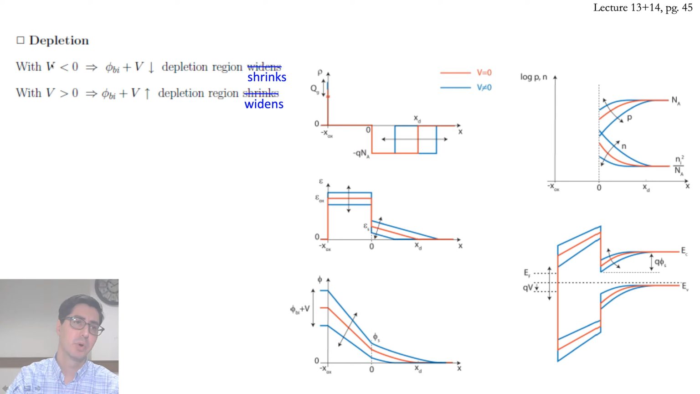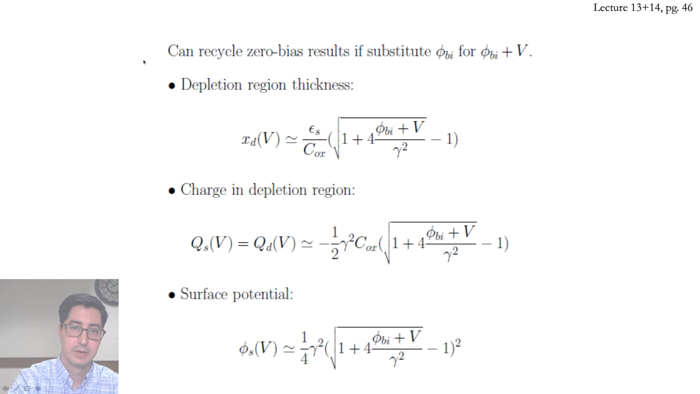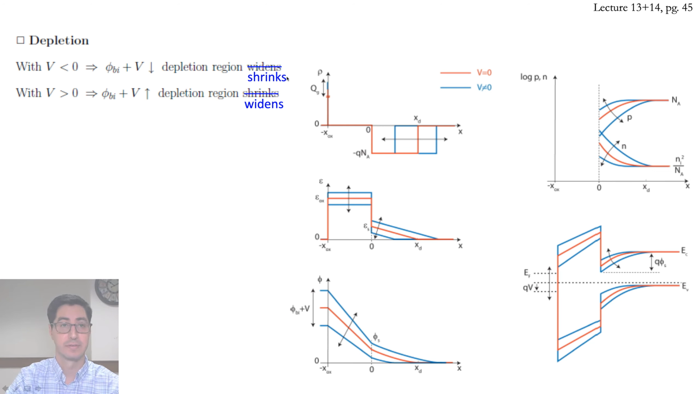So if I start off here where I'm applying a V less than 0, my effective potential drop across the device becomes smaller than at 0 bias. And so my depletion region shrinks. As V becomes greater than 0, phi bi plus V now is larger than before, and my depletion region widens. Okay? The 0 bias case is shown in red, and as we go to V less than 0, we're shrinking the depletion width. As V greater than 0, we're increasing the depletion width.